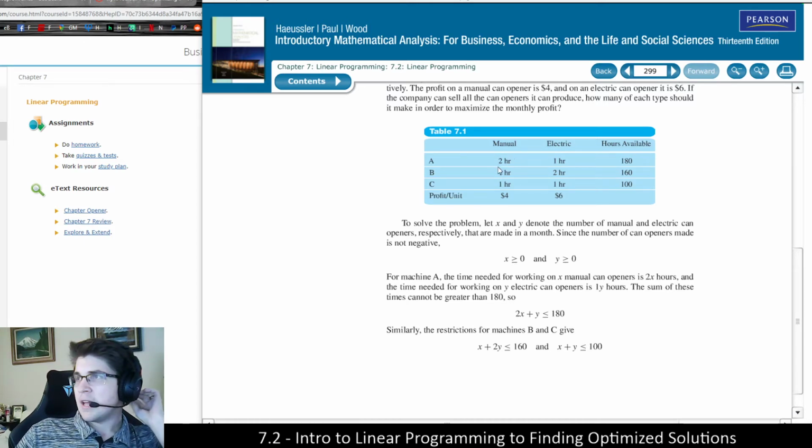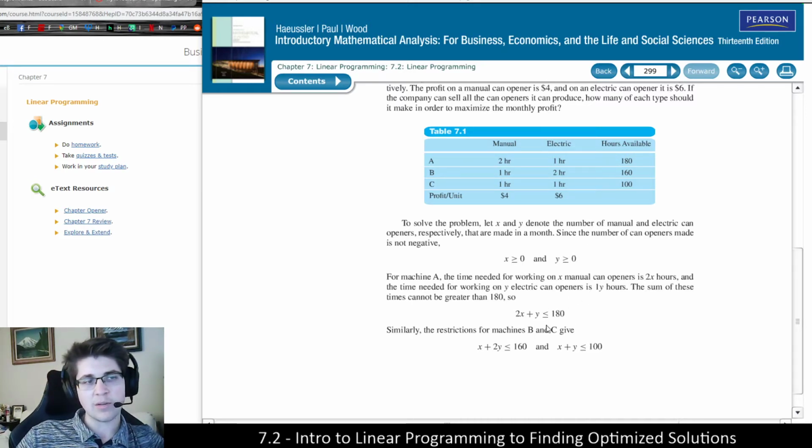to produce the manual can openers, each manual can opener takes 2 hours to produce, and each electric can opener only takes 1 hour to produce. So if I add that up, that gives me the total amount of time that I'm spending producing my can openers through machine A. And we know that the total amount of time must be less than or equal to 180. That was one of the constraints.